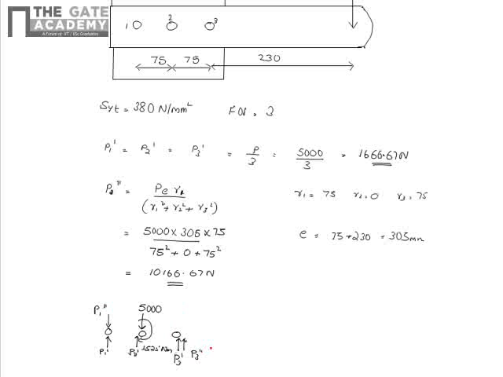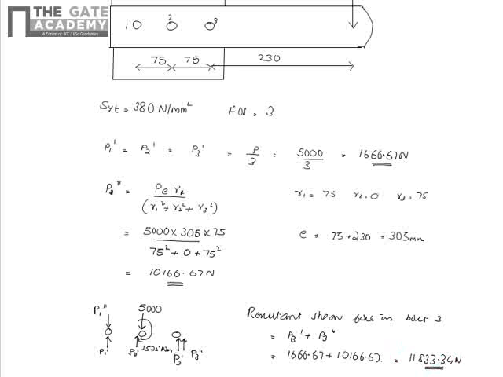So it is very clear that the third bolt will have the maximum shear stress or the maximum resultant shear force, and the resultant shear force in bolt 3 will be given as P3 dash plus P3 double dash. This will be equal to 1666.67 plus 10166.67. This will be equal to 11833.34 newtons. This is the resultant shear force.